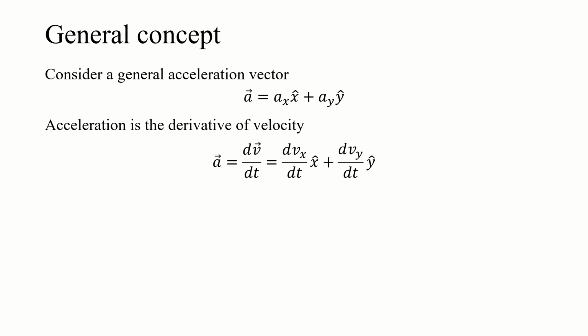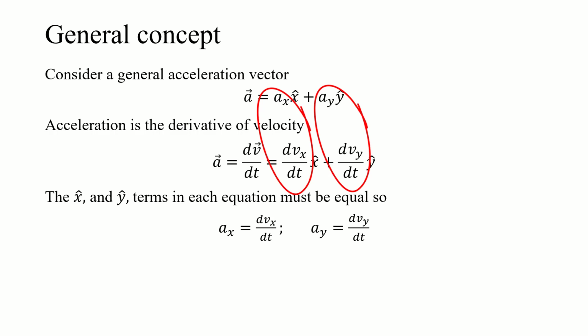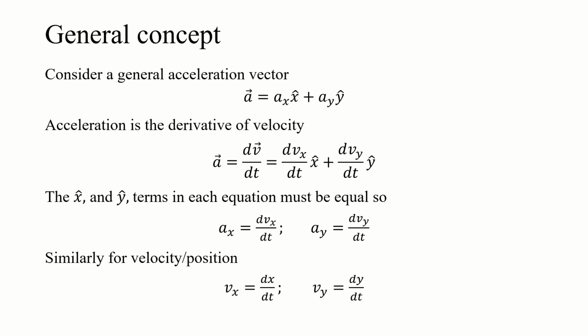Now, if we take these two equations that are equal to each other, they're both ways of writing the acceleration vector, we see that the x components have to be equal and the y components have to be equal. So the acceleration in the x direction can just be written as the derivative of the x component of velocity with respect to time, and likewise for the y component of acceleration. And we can get the same thing if we look at velocity and position, where the velocity in the x direction is just the derivative of the x component of position with respect to time, likewise for the y.